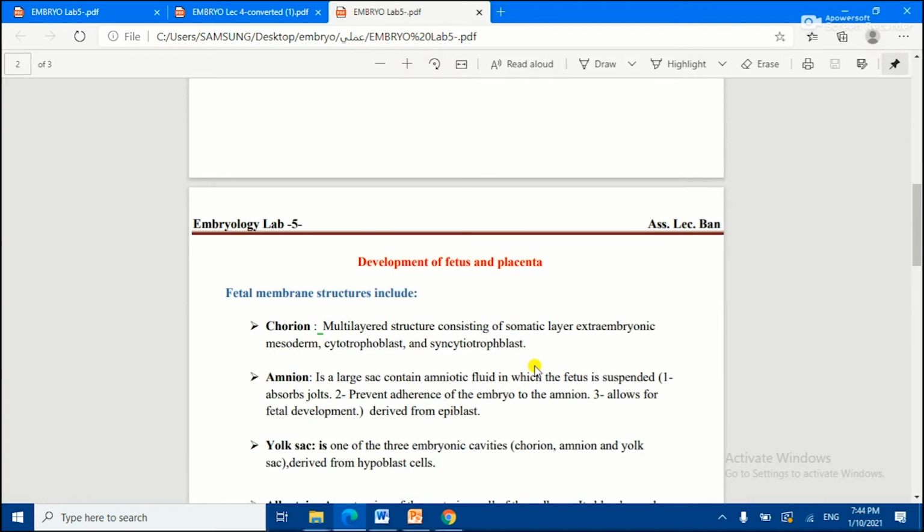Okay, so last week, in the previous lab, we talked about the third week of embryonic development, and we saw that the last result of the development was the formation of the three germ layers, endoderm, ectoderm, and mesoderm, the most important structures that will give rise to the other tissues and organs in the embryo's body. This week we will focus on the development of the fetus and placenta generally in the uterus.